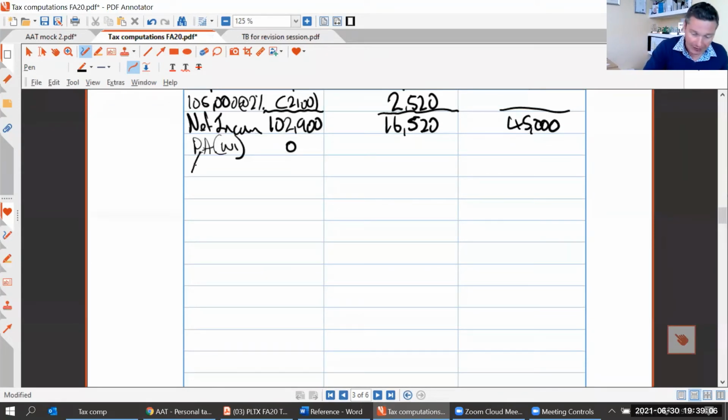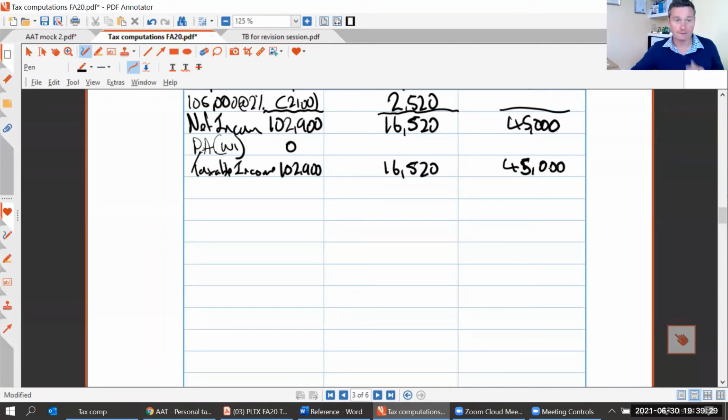So there is taxable income of, well, it's the same: 102,900, 16,520, don't get it the wrong way around, and £45,000. Cool. So we've got taxable income, we can start taxing it. Now, the first thing is, let's get some easy marks on the board. Basic rate band. So basic rate, 37,500 at 20%, I'll do this in my head, is £7,500.